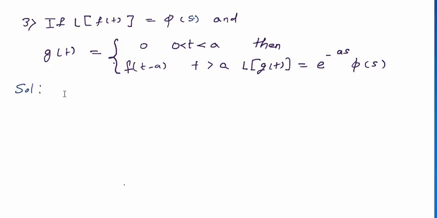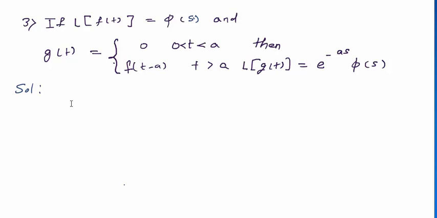Let us solve the third problem. If Laplace of f of t is equal to phi of s, and g of t is equal to 0 for t between 0 and a, and it is equal to f of t minus a for t greater than a, then you have to prove that Laplace of g of t is equal to e raised to minus as into phi of s.